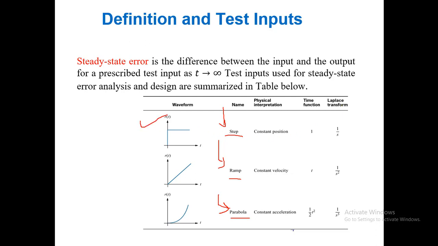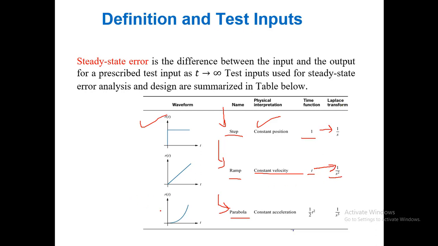This is basically a step waveform, and this shows a constant position, and the time function is 1, and the Laplace transformation of this is 1 over s. Similarly, this is a constant velocity, or you can say a ramp function, and its physical interpretation is constant velocity. The time function will be t, and this is 1 over s square. You know that if you convert this t into the Laplace domain, you get 1 over s square.